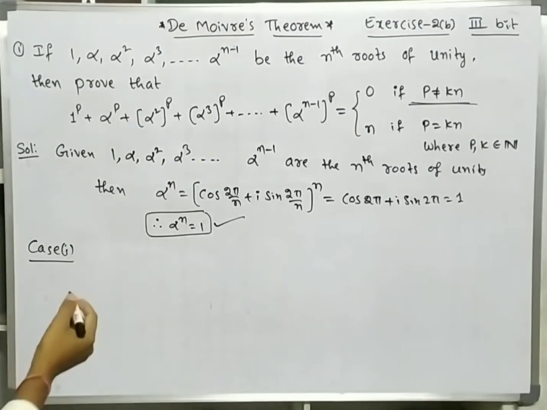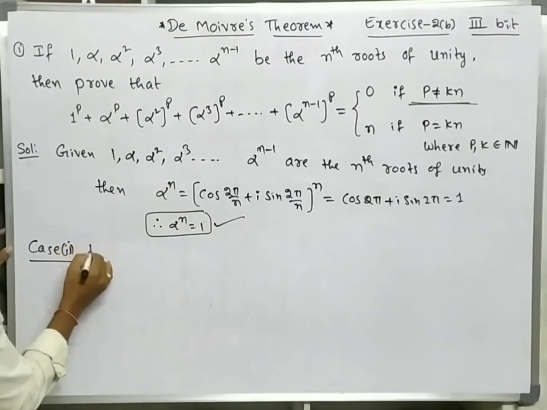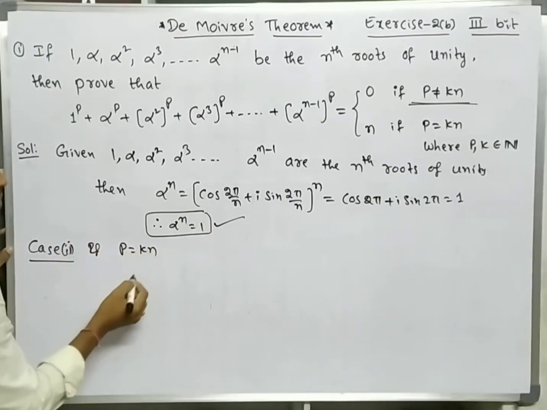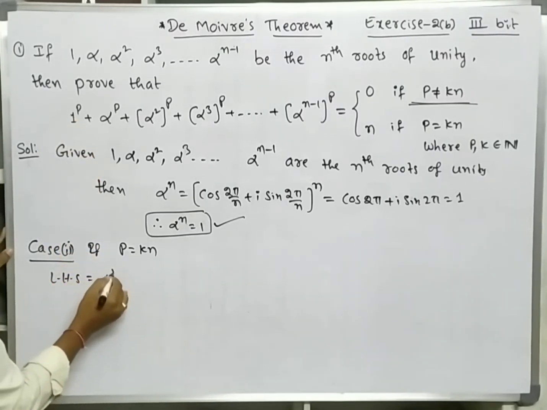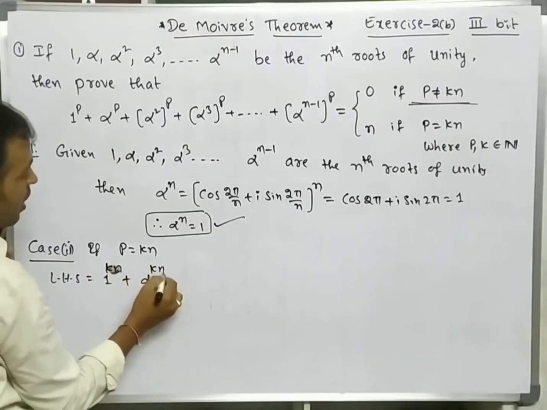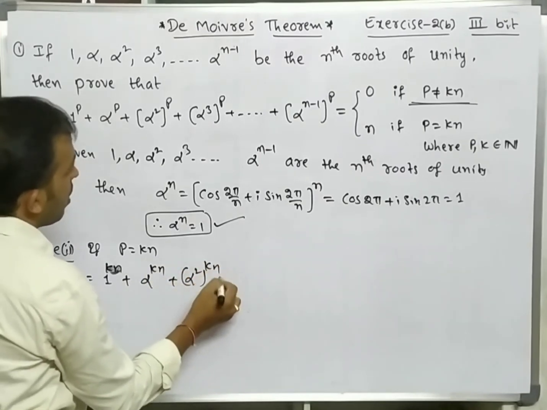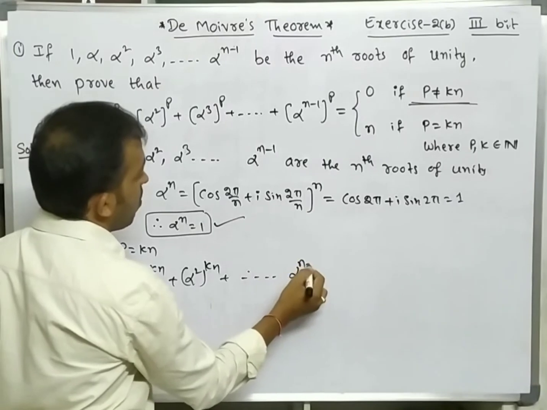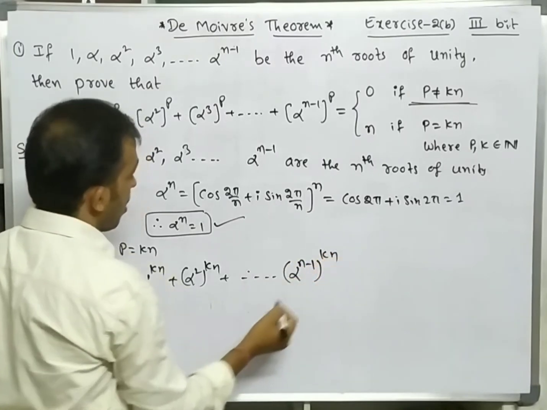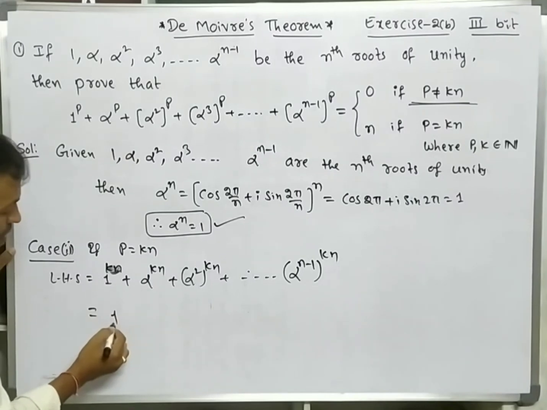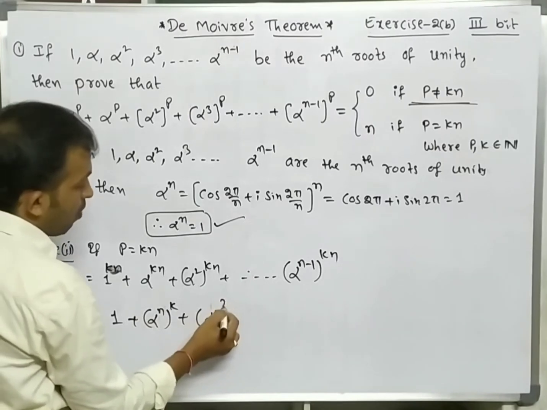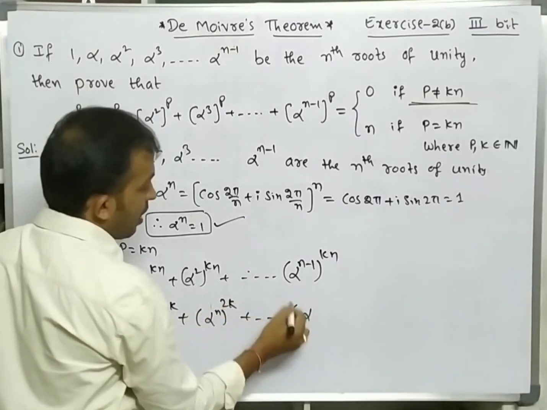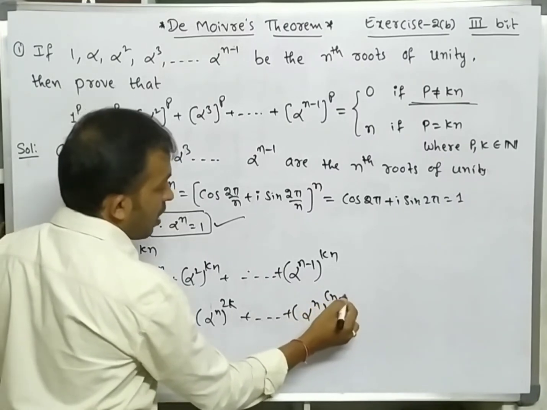Next, second case, if p is equal to kn, then substitute and take the left-hand side: 1 plus alpha power p, meaning kn, plus alpha square power kn, plus so on, plus alpha to the power of n minus 1 power p, meaning kn. So this can be written as 1 plus alpha power n whole power k, plus alpha power n whole power 2k, plus so on, plus alpha power n whole power n minus 1 into k.